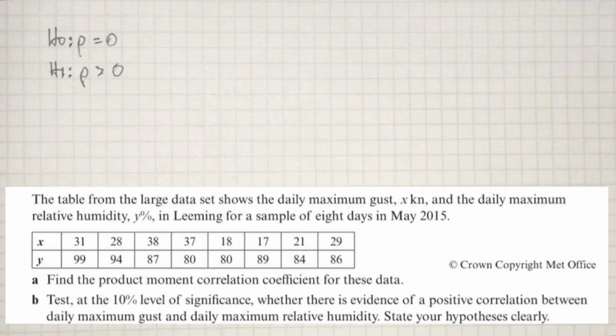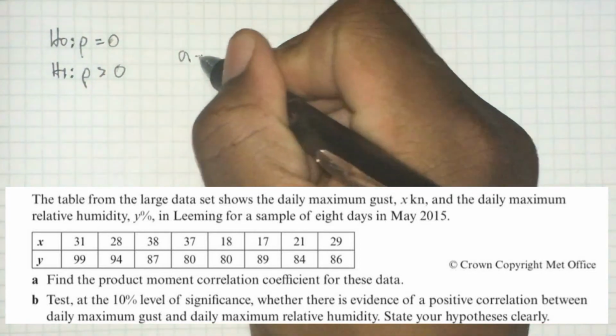In part A, we're asked to find the product moment correlation coefficient. I think you know how to do that, so I'd rather just attempt this question in the normal hypothesis testing technique, and I would have answered both A and B in doing so. We're asked to test at a 10% level of significance. So I have a significance level here, alpha equals 0.1.